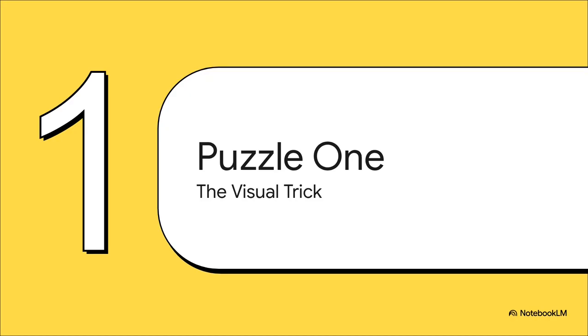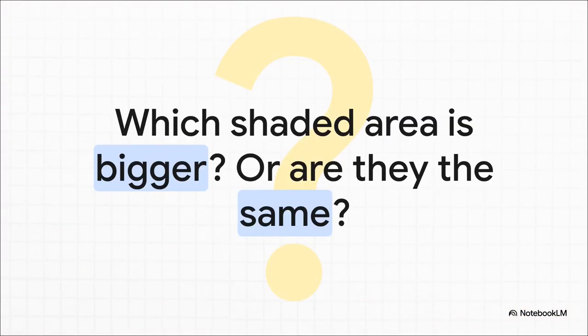Okay, our first puzzle is a great one. It's not about doing a ton of heavy calculations. It's about seeing shapes in a really clever way. It's what I like to call a visual trick. Just take a look at these two shapes, A and B. What does your gut tell you? Which one has the bigger shaded area? Your intuition might be saying they're pretty close, maybe even exactly the same. But your intuition might just be wrong.